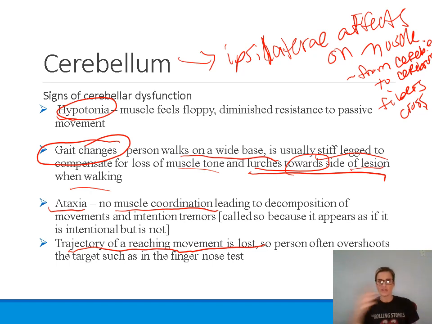So the person will often overshoot the nose, right? When you're trying to put the finger on the nose, they won't put it on the nose. Or if you set something in front of them and ask them to grab it, they won't be able to actually grab it. They'll overshoot the target because they don't have that coordination and control of muscles.